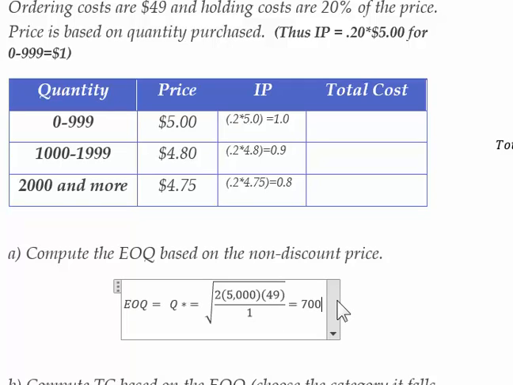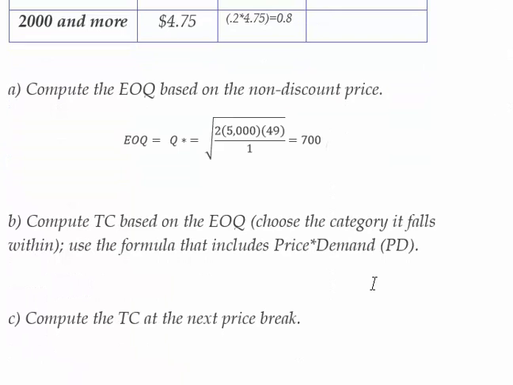So when we place an order, we should be placing an order for 700, and we know that 700 optimizes the ordering and holding costs, which means it makes them the same. So now when we roll down here and we compute the total cost based on this economic order quantity, we ought to find that the ordering and holding costs are equal.